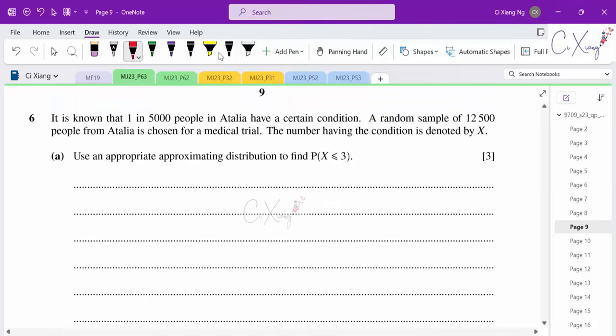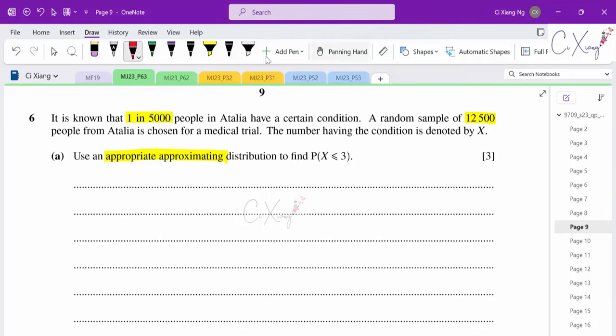Now we come to question number 6. We have 1 in 5,000 people in Atalia having a certain condition. A random sample of this many people from Atalia is chosen for a medical trial. The number having the condition is denoted by X. Use an appropriate approximating distribution to find P(X ≤ 3). Highlight this keyword, it is a very obvious keyword. You have to consider what kind of approximating distribution we can use in this question.